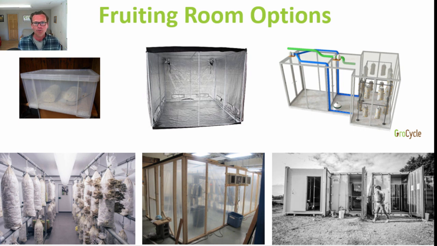When we set up a mushroom farm in a prison once as well, we had access to a lot of timber, a lot of craftsmen who could help us build a fruiting room, and we chose to go for a stud wall, which you can see. That's not the farm we built, but that's a similar example. A stud wall with plastic sheeting, and that's a really cost-effective way of building a fruiting room when you're on a tight budget. It can work really well.